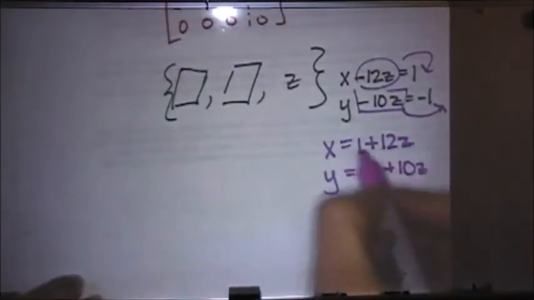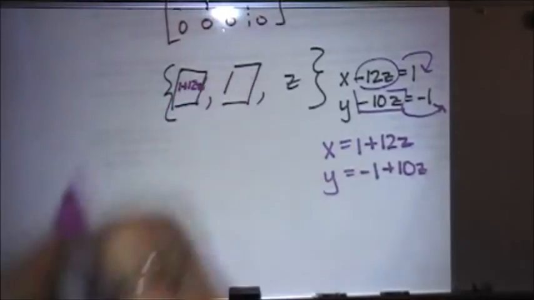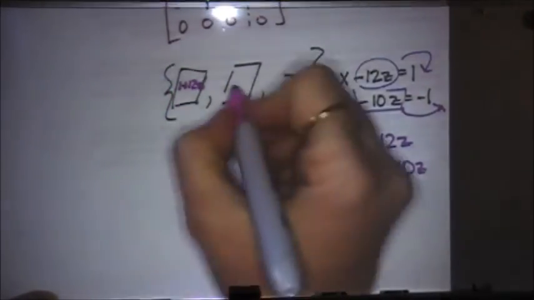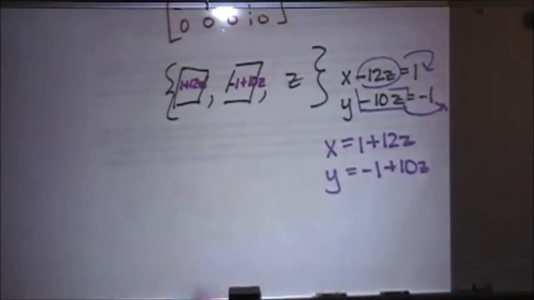So that is what goes right here. This is what x is, 1 plus 12z. And this is what y is, -1 plus 10z. And it'll leave a z there for you. Usually the computer puts that in for you. And that's it.